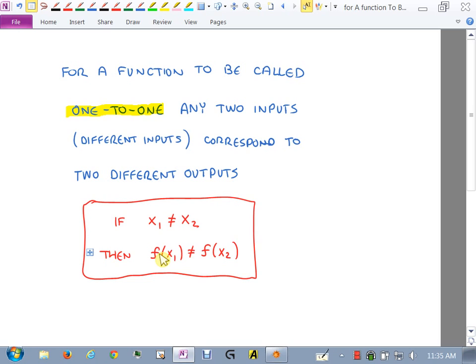A lot of times it needs to have like a squared in it or something to make it not one-to-one. Even the absolute value function would not be one-to-one, right? But that's not a squaring function.